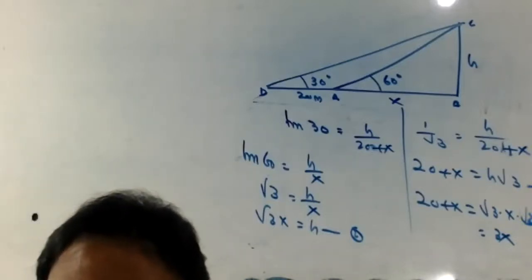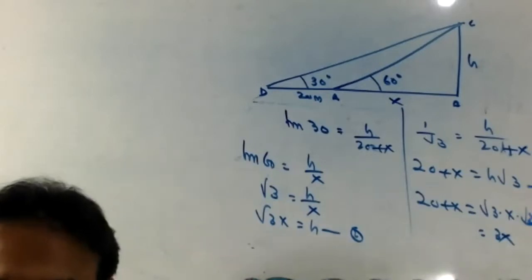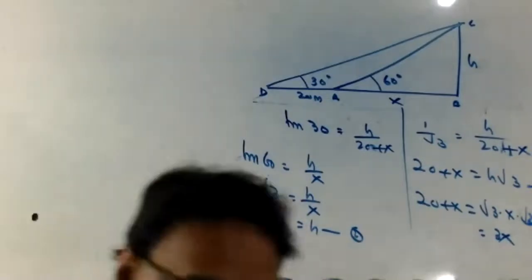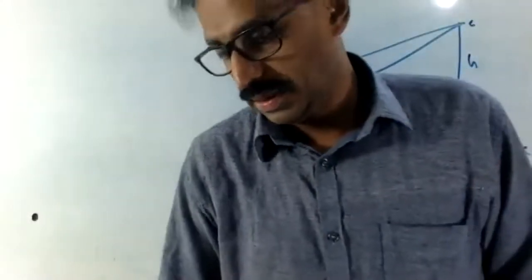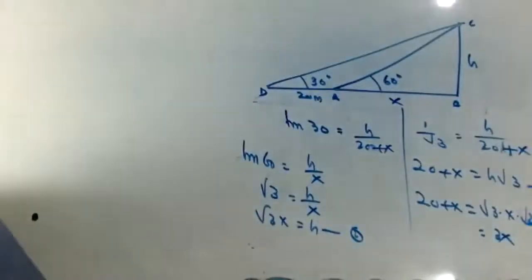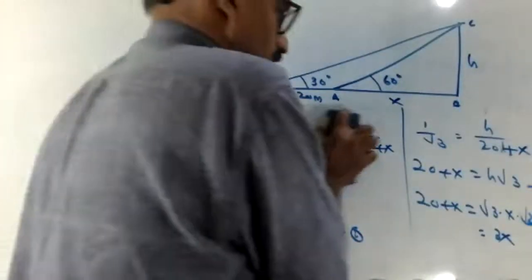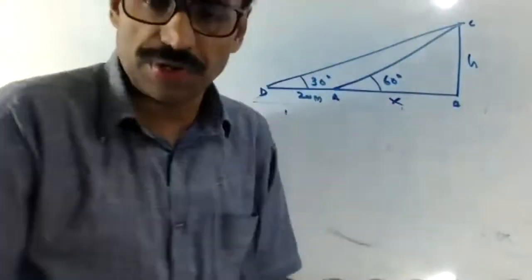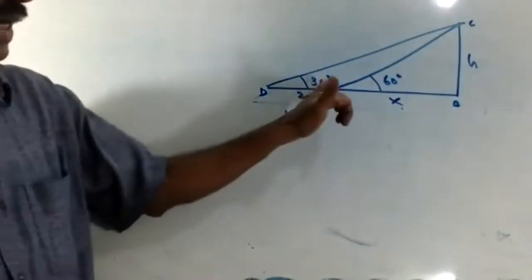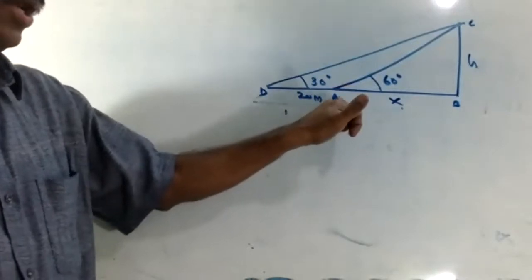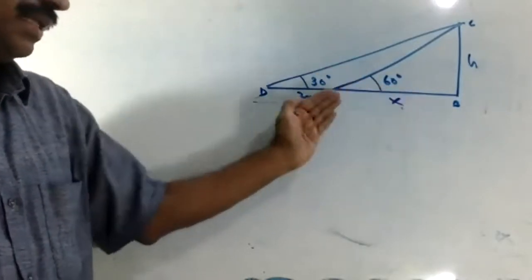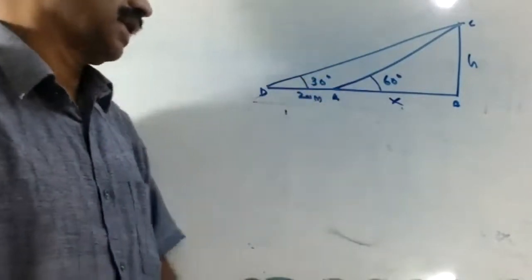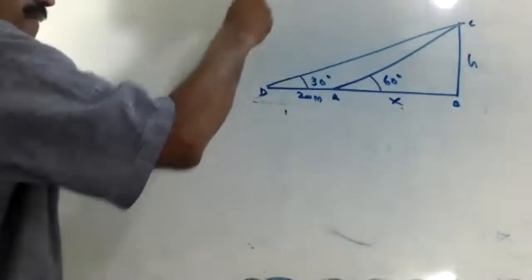You didn't understand the 20 plus x equal to root 3 power. Okay, look here. If you have doubt, listen here. The figure, understood now? Originally the person at A has an angle of elevation of 60 degrees. Then he goes back to D, 20 meters, so the angle of elevation is 30 degrees. Then look here now.